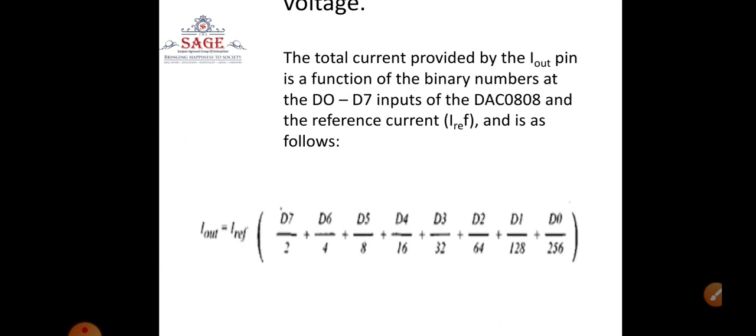So this is the equation which is used to calculate the I out. I out is a function of I reference current and D0 to D7, the input voltage.